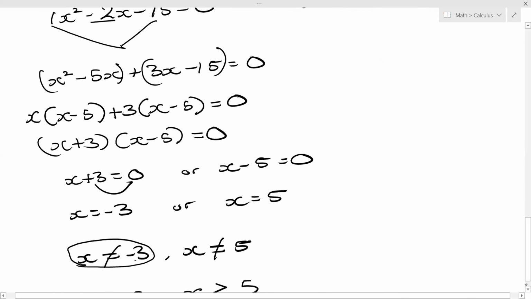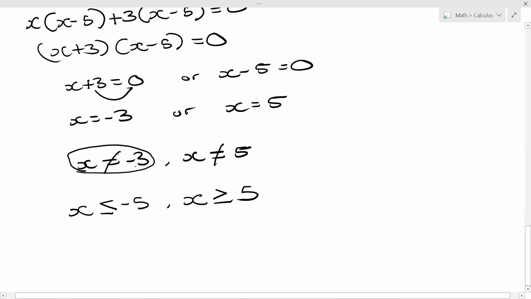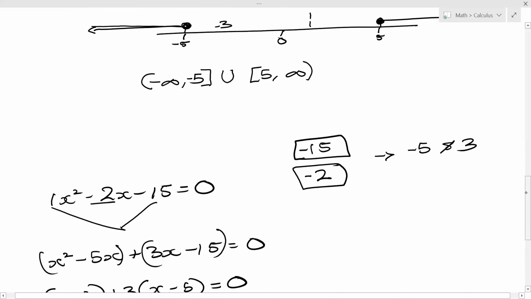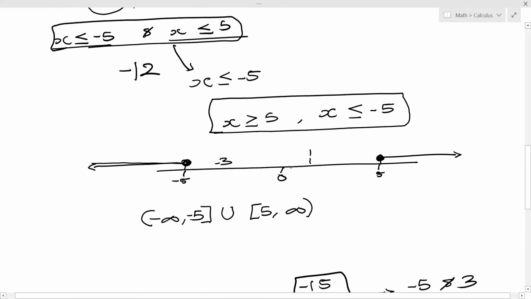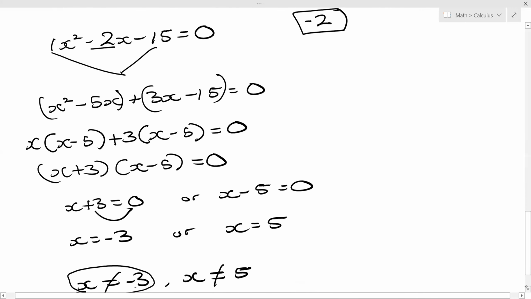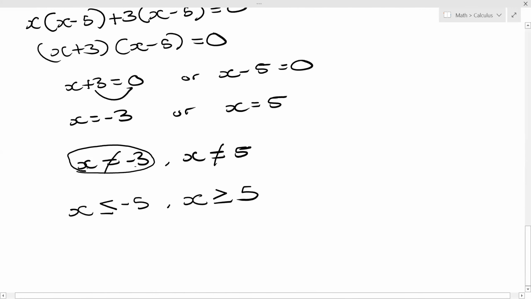You can ignore it, okay? Because it's already been ruled out here, because we said x is greater than or equal to 5, x is less than or equal to -5. So having a -3 here, it has already been ruled out. So you can actually take this out.